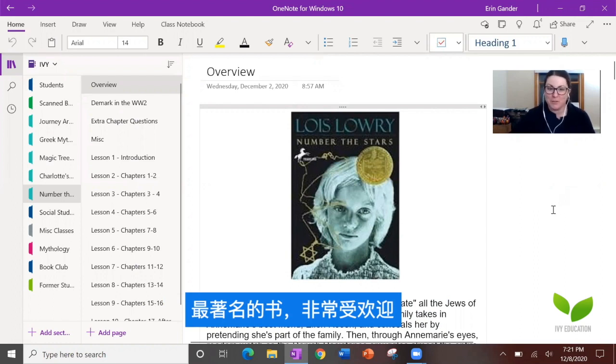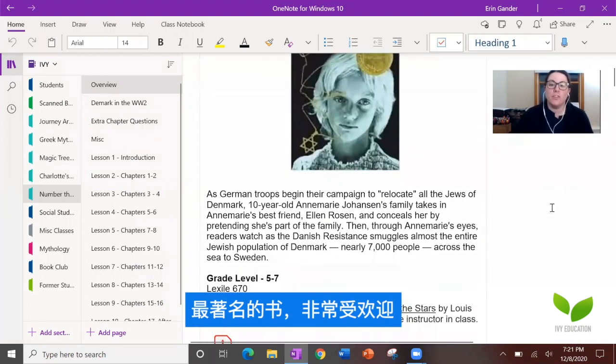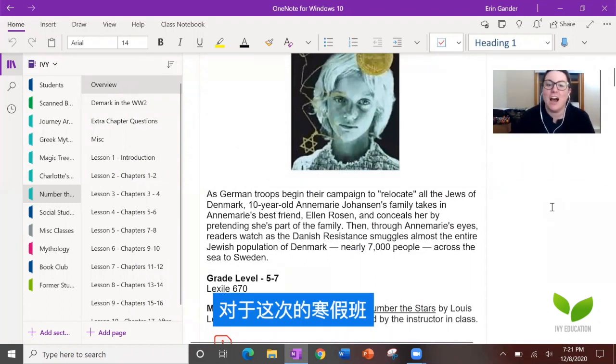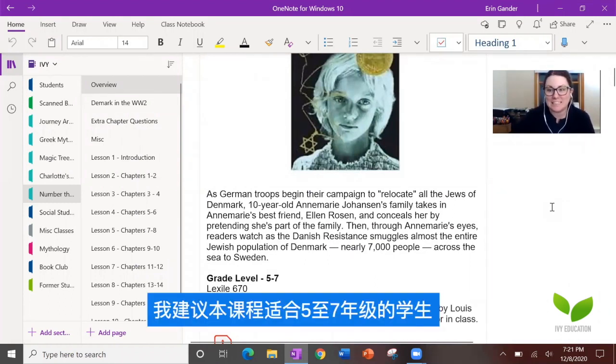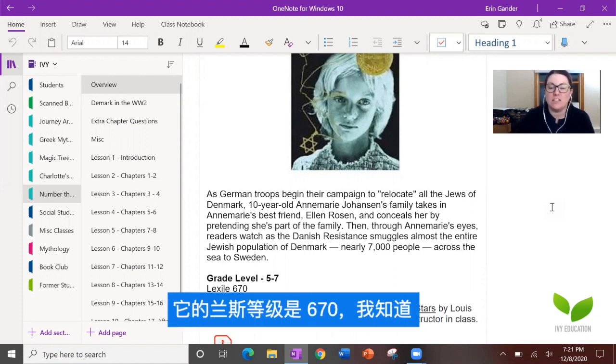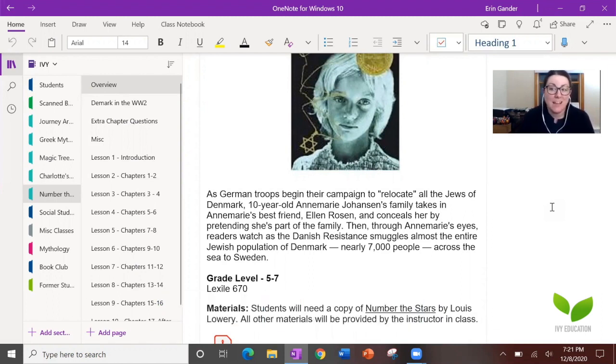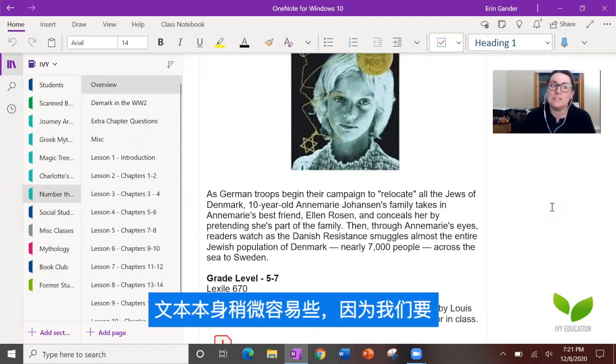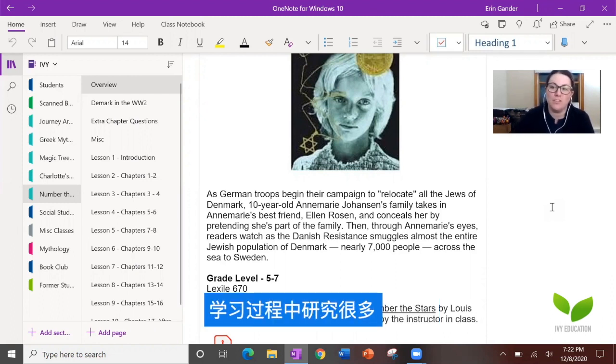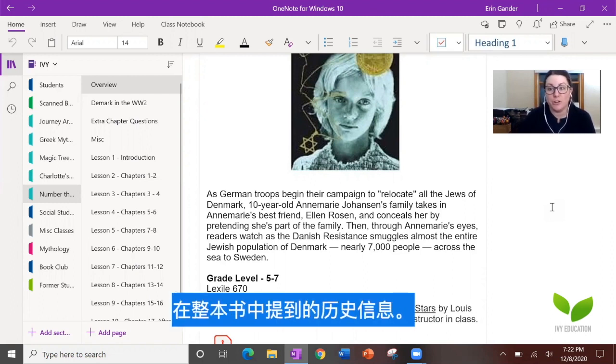It is very popular. For this particular winter session, I am recommending that this is for grades 5 through 7, and it has a Lexile of 670. And I know what a lot of you are thinking, that 670 is a little easy. Now, the text itself is slightly easier because we are going to be working on more of the historical information that is mentioned throughout the book.